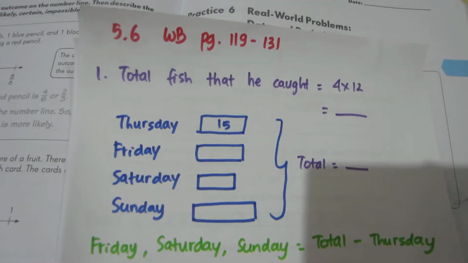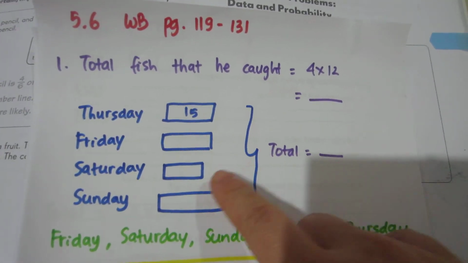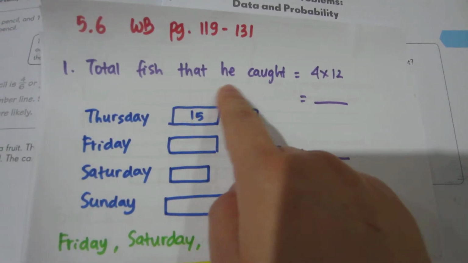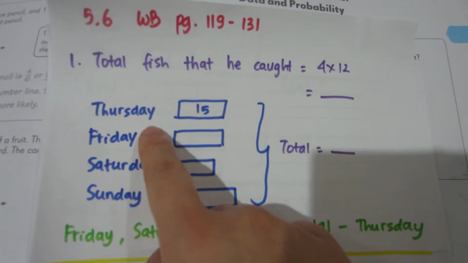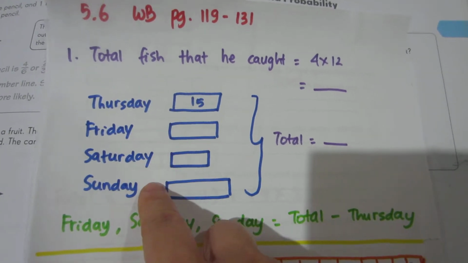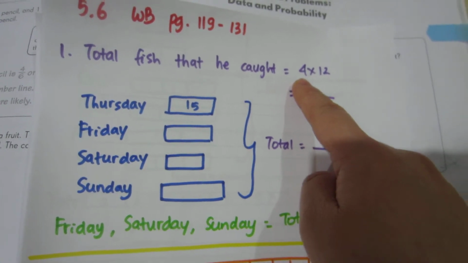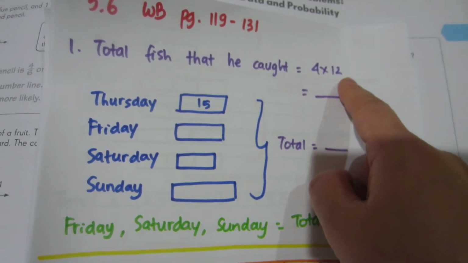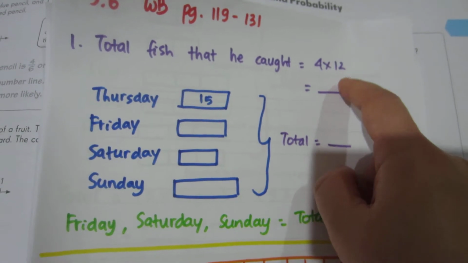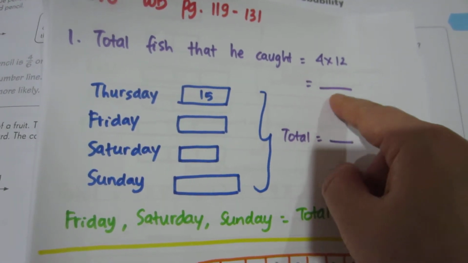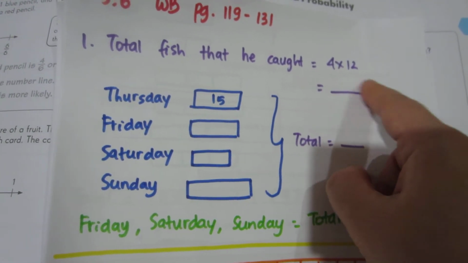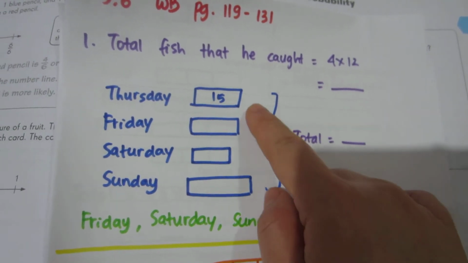So first, we are gonna draw the bar models. So the total fish that he caught, there are 4 days, right? Thursday, Friday, Saturday, Sunday, 4 days, and each day on average he gets 12 fish. So you get the total fish that he got. That is the total for here.